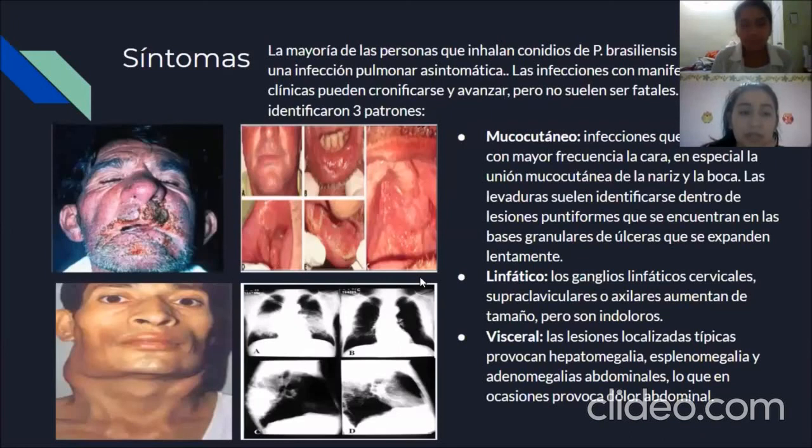Symptoms. Most people who inhale the P. brasiliensis conidia develop an asymptomatic lung infection. Infection with clinical manifestation can become chronic and progress, but is not usually fatal.